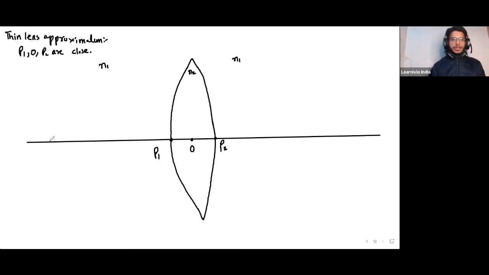So this is my object. I call the object O1. I'm considering my first refraction from this surface. Can you tell me the shape of the surface? Is it a convex or a concave surface? Towards the rarer medium, you have this convex side. It's a convex surface.